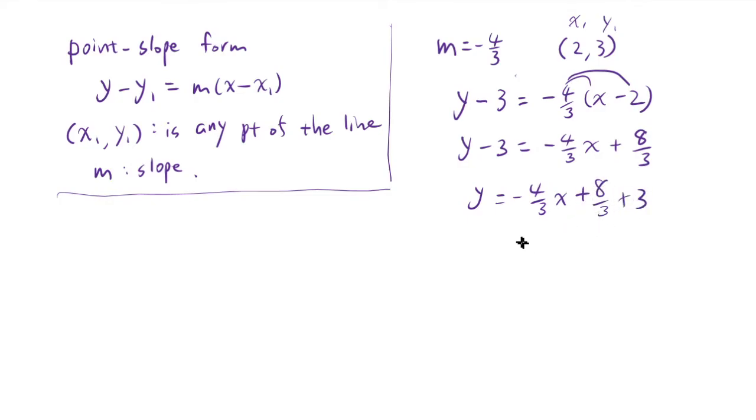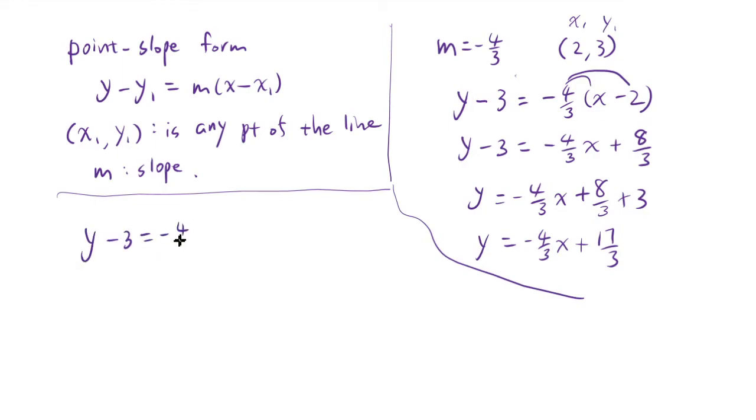3 plus 8 over 3, we just did it. It ends up being 17 over 3, right? So you do get the same exact answer by using this point slope form. Now, let me make another comment on why this actually works.